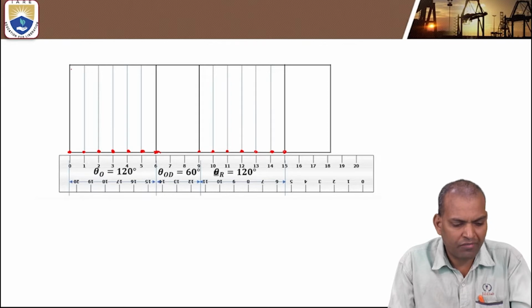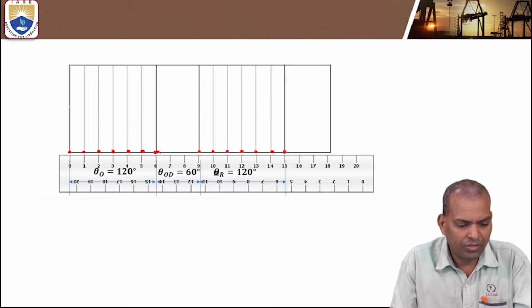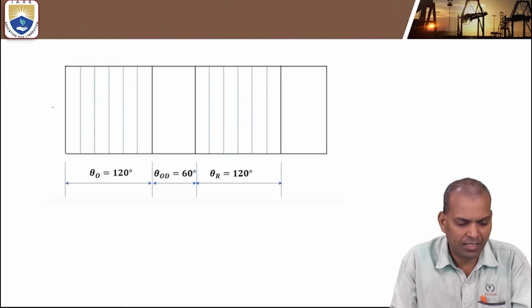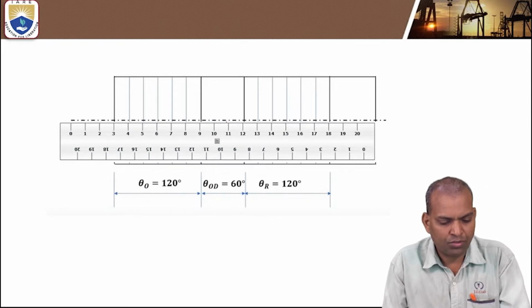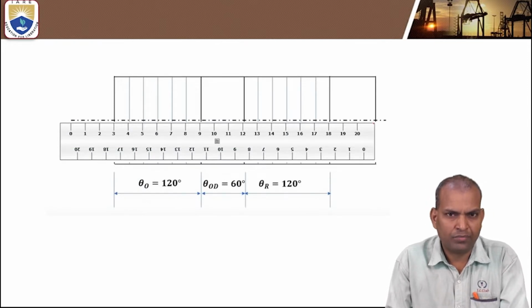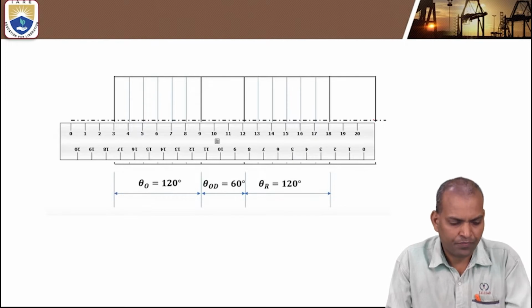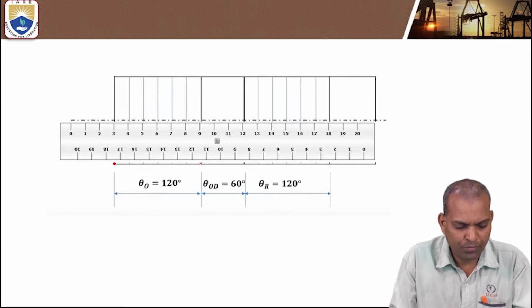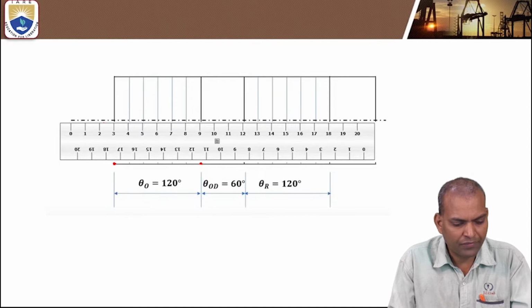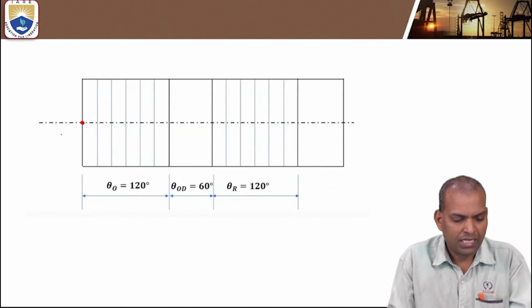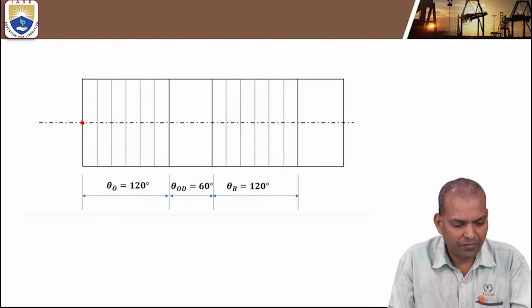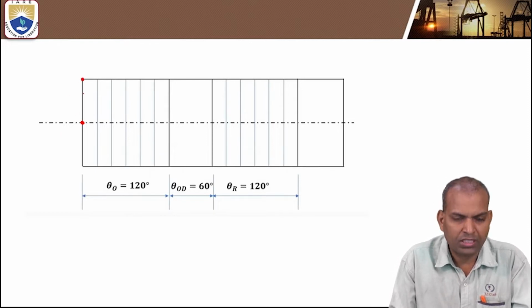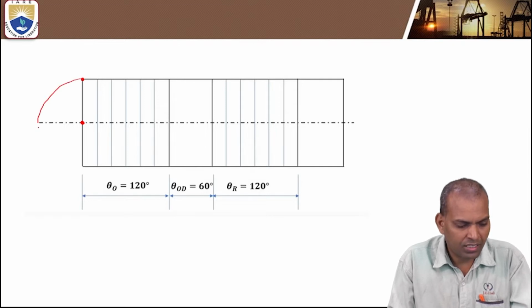what to do? We have to divide the vertical portion into equal parts. That means we have to draw a center line. This is the center line to draw the simple harmonic motion displacement curve. So for the outstroke, this is the portion. After drawing the center line, take a dot, this is the center line point. Draw a semicircle with this radius. The radius is 3 centimeters. With this, draw a semicircle.